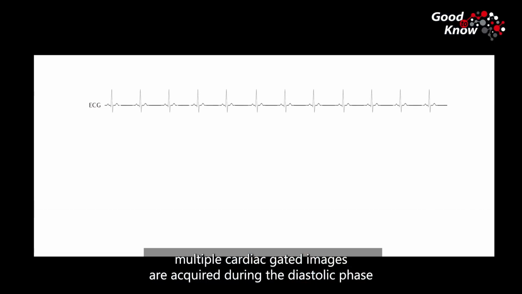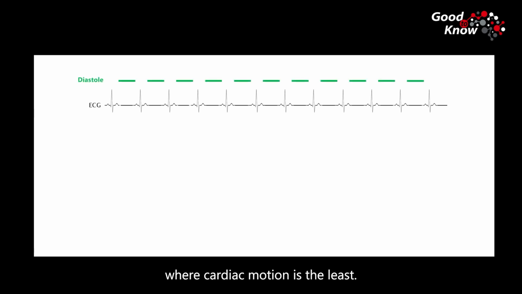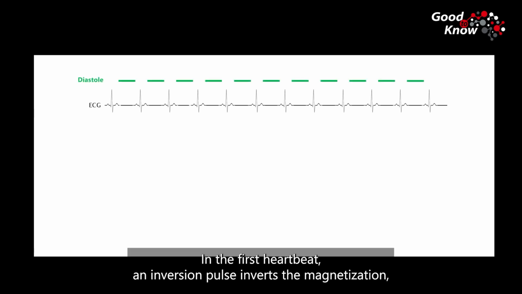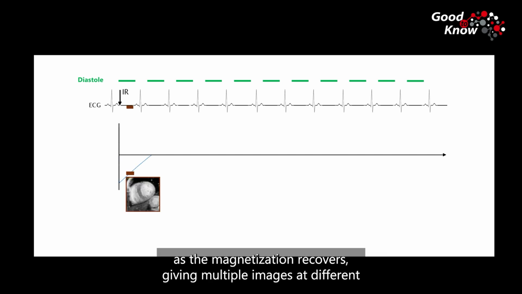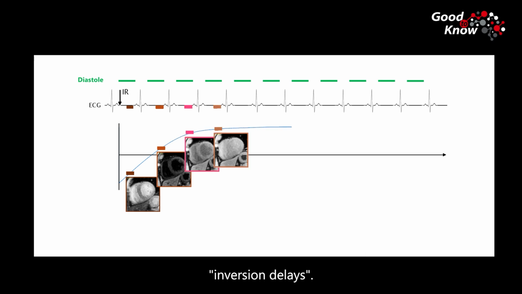In the MOLLI technique, multiple cardiac-gated images are acquired during the diastolic phase, where cardiac motion is the least. In the first heartbeat, an inversion pulse inverts the magnetization. Then, in the following few heartbeats, images are acquired as the magnetization recovers, giving multiple images at different inversion delays.